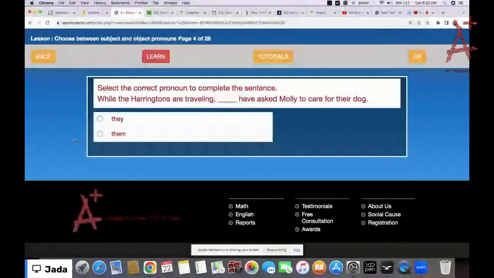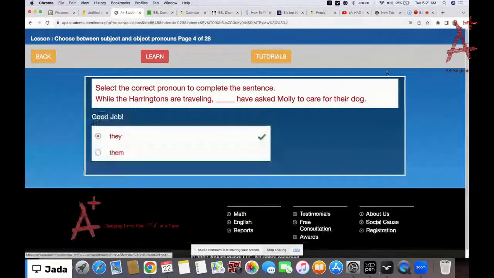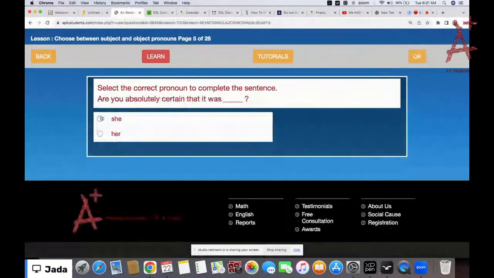So while the Harringtons are traveling, dash have asked Molly to care for their dog. Is it they have asked or them have asked? So is it them or they? They, okay. So when we have they, this is the subject pronoun. All right, are you absolutely certain that it was she or her? Which of these? Is it she or her? Which one is your answer?